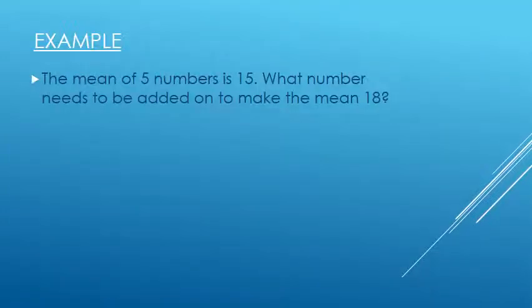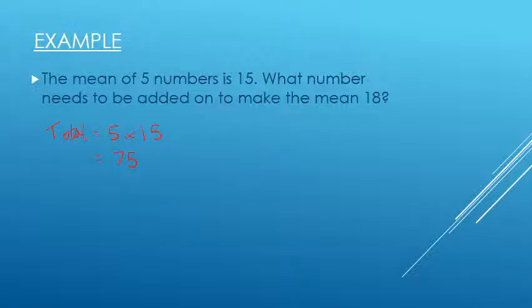Okay, we're going to have a look at another example and then you can have a go at doing the question yourself. So we've got a mean of 5 numbers is 15. So you should be thinking straight away in your head now, right, I can work out the total. So my total is going to be equal to 5 times 15. And that gives me a total of 75.